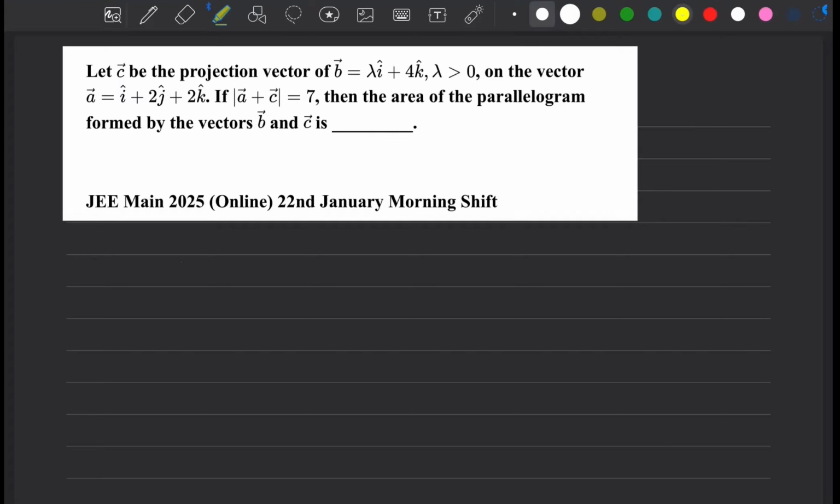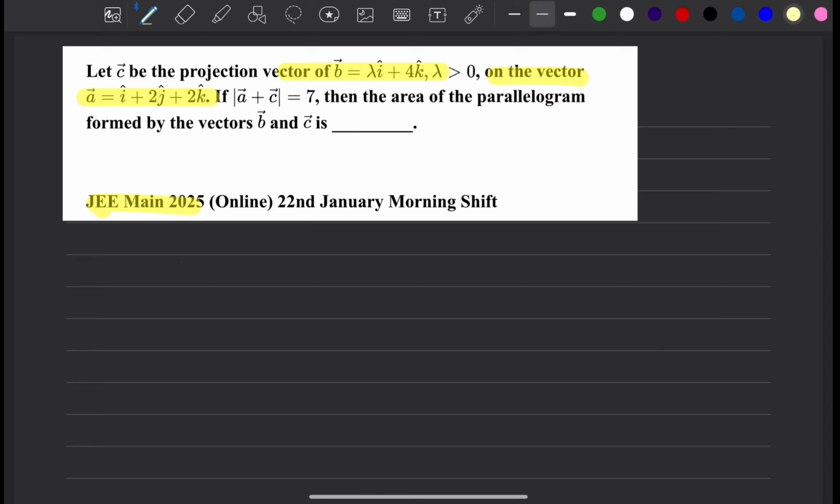Hi everyone, let's see a JEE Mains 2025 question from the vector chapter. The question we have is about the projection vector of B on the vector A. So here it is a projection question, the projection of vector B on vector A.